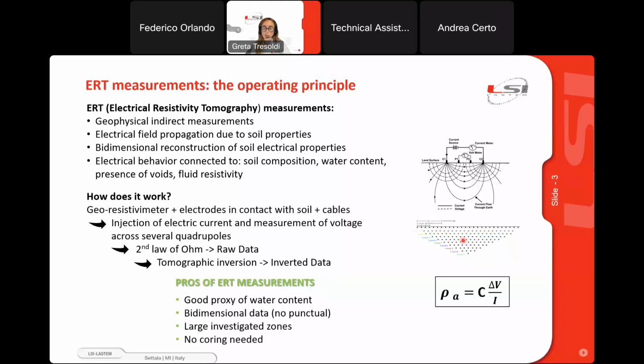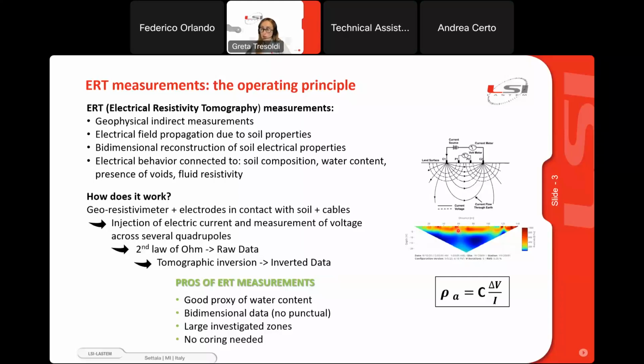It's an iterative procedure that provides like a picture of the underground in terms of resistivity. So which are the main pros of E.R.T. measurements? First of all, they are a good proxy of water content. So water influences the resistivity of the soil, and in a given soil is strictly related to the variation of water content. Then you will obtain a bidimensional data, not only one point.